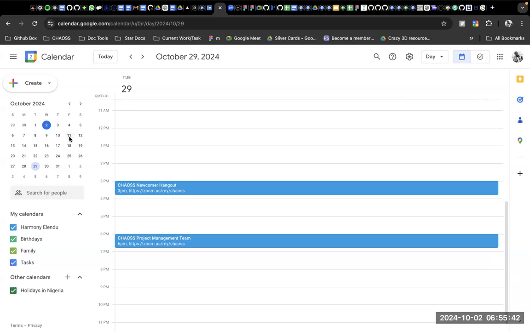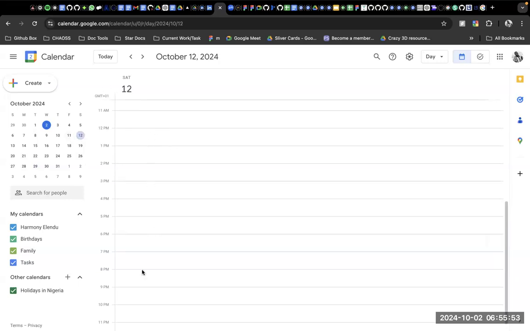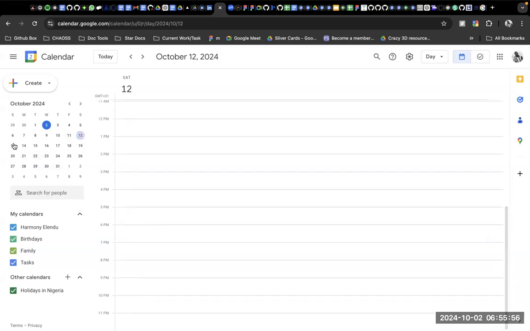Around probably between 4 p.m. We could stick with 5, since we are doing 5 p.m. already. Okay. So on Saturday, we don't have anything in chaos. On Sunday, we don't have anything happening in chaos. So now the very big question: is it going to affect other people in different time zones, knowing fully well that it's Saturday and Sunday? There's going to be recordings anyway.